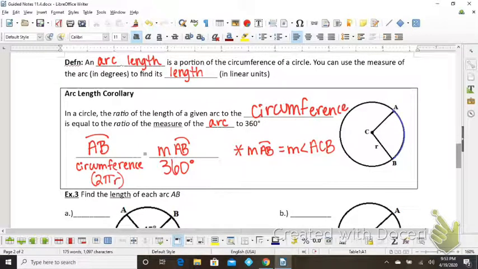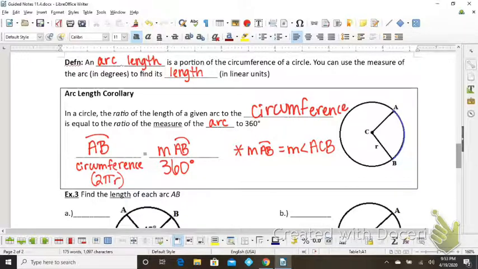Okay, I went ahead and filled in the notes. We'll talk through them. You need to make sure all of these get copied into your notes, so if you need to pause it, that's fine. An arc length is a portion of the circumference of a circle. So it's just like part of the outer edge. You can use the measure of the arc in degrees to find its length in linear units. So when we talk about the measure of an arc, it's in degrees. The length of it is in linear units like feet or inches or centimeters.